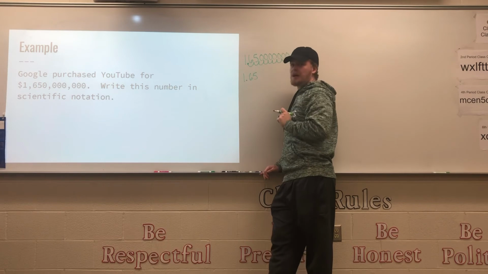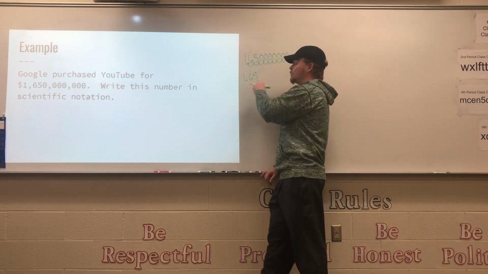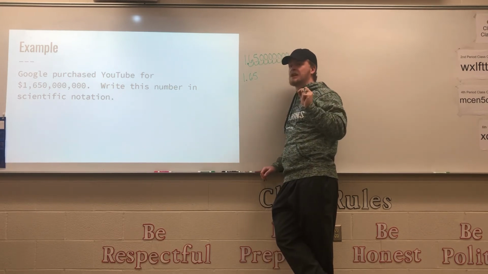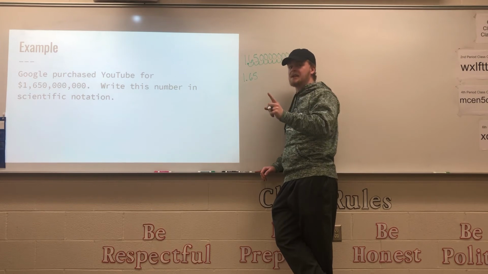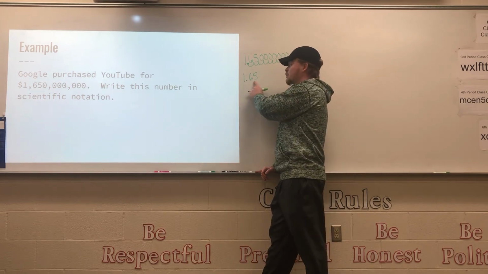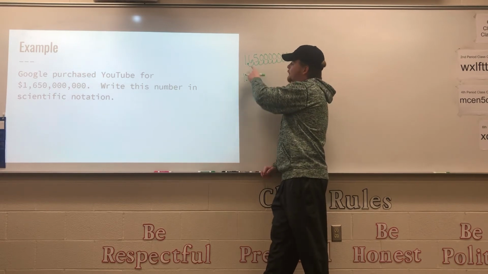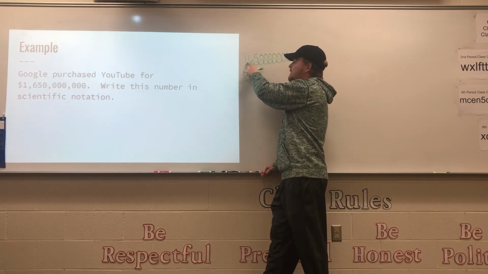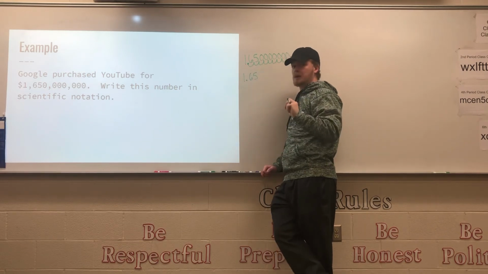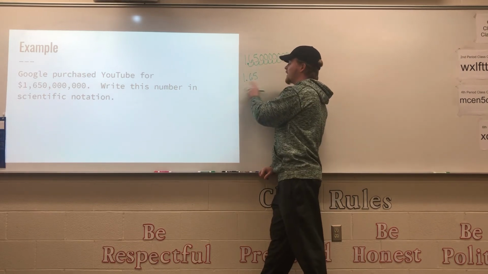1.65 is my factor. Remember, for a factor in scientific notation, it has to be between 1 and less than 10. You ask yourself, is this between 1 and less than 10? Yes, it is. So that's why it's important. Like if you were to move it to here, for example, that would have been 16.5, and that would not have worked. So you have to make sure you move it to the correct spot.